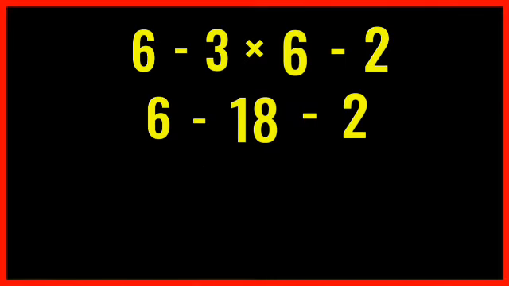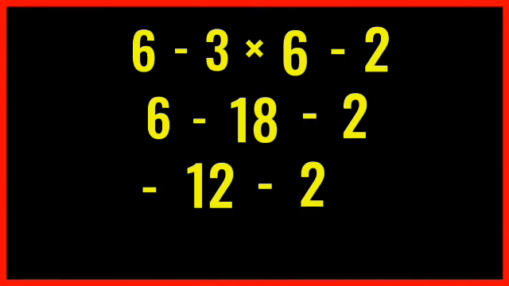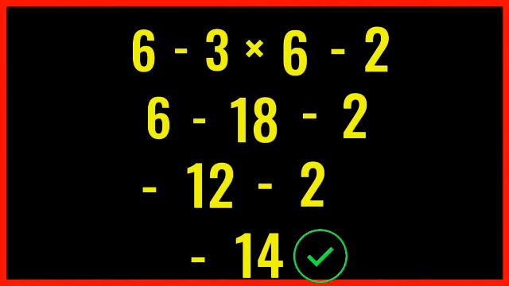Step 2. Solve the subtraction from left to right. Now that we only have subtraction left, we simply work from left to right. First, 6 minus 18 equals negative 12. Next, negative 12 minus 2 equals negative 14. So, the true mathematically correct answer is negative 14.